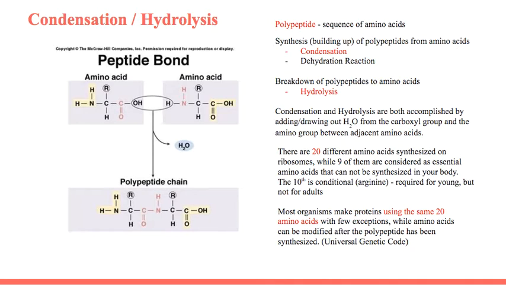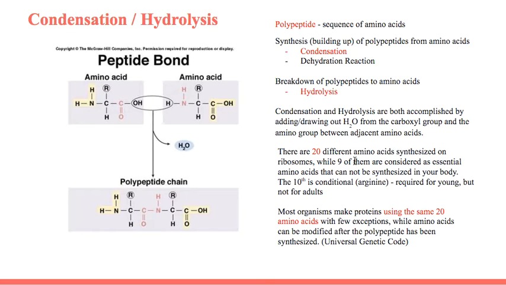So in reverse, it's the reaction where you're adding water into it and it breaks down the polypeptides into amino acids. So it's hydrolysis. And just be aware that there are 20 different amino acids synthesized on ribosomes, and after they're synthesized, they can be modified to form more derivatives of the amino acids. And 9 of the amino acids are considered essential amino acids for humans, and there's one that's conditional. It's required for younger children, but not for adults.